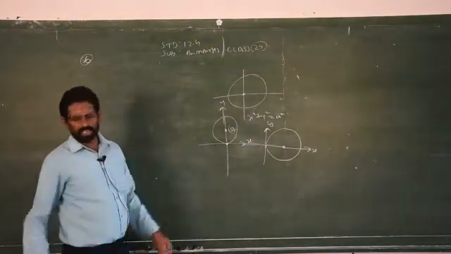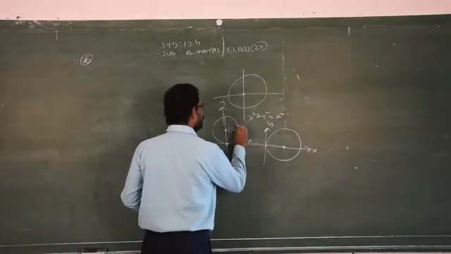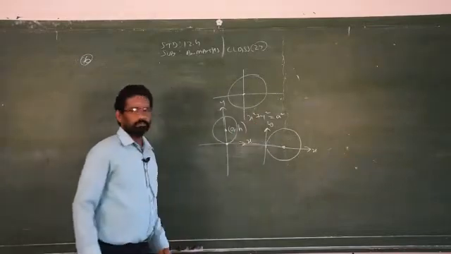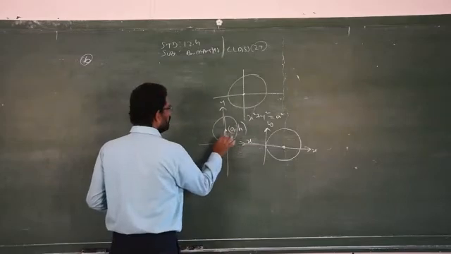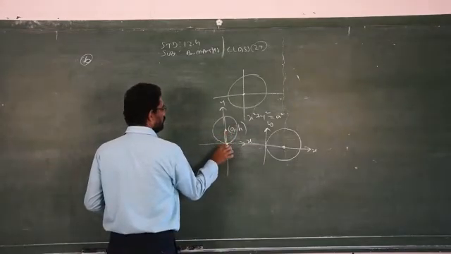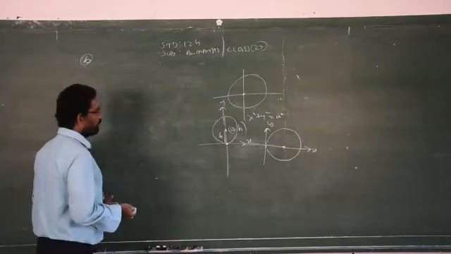I don't know the value. Normally we take the value as some alphabet. Here I take h or k. Are you clear? Now I have the center. The radius is how much? The distance from the center to the edge. What is the distance? h. That is r. So what is the general formula now?